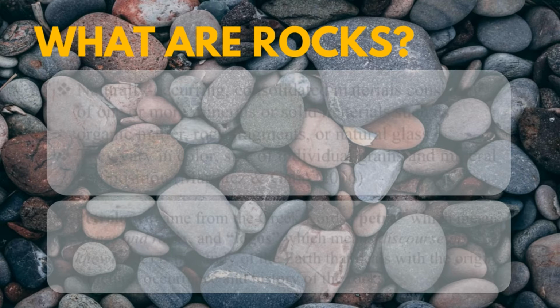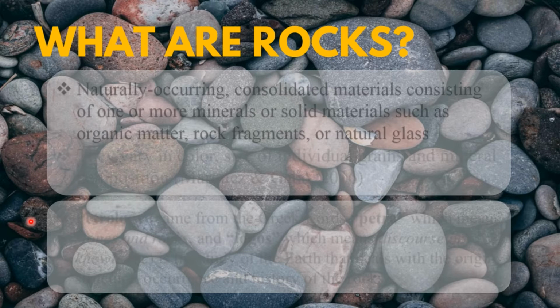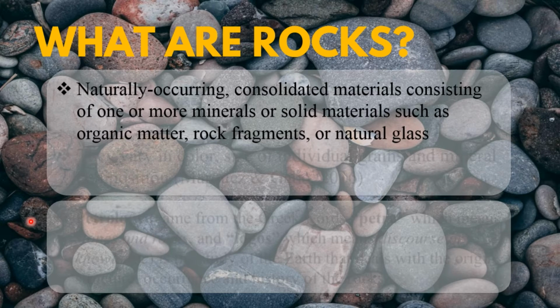Let's first define what are rocks. In your previous lesson, you have learned about the general characteristics of minerals, including its physical and chemical properties, as well as its types. But how do these minerals differ to rocks? Rocks are naturally occurring, meaning they are naturally present or existing in our environment, just like minerals.